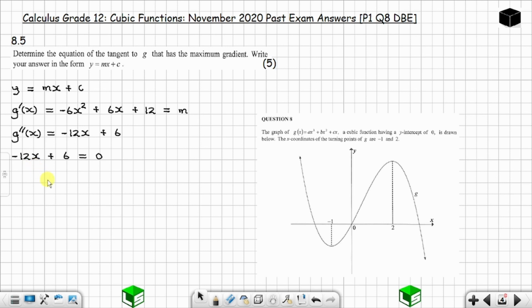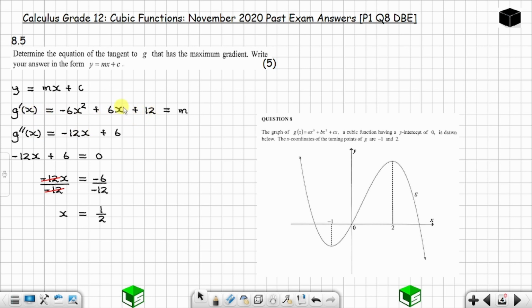So you have negative 12x is equal to negative 6, right? And to solve for x, you need to divide by negative 12 on both sides. So you divide by negative 12 this side and by negative 12 this side, and this cancels with this. So x is equal to 1 over 2, right? This is the x value that will give you a maximum gradient. This is how you get the x value that will give you a maximum gradient.